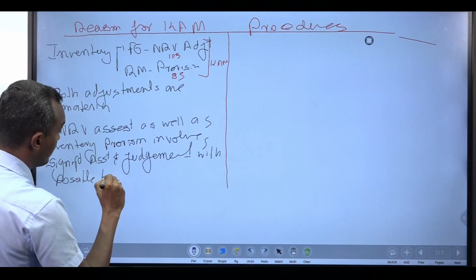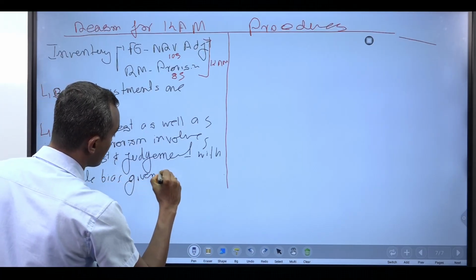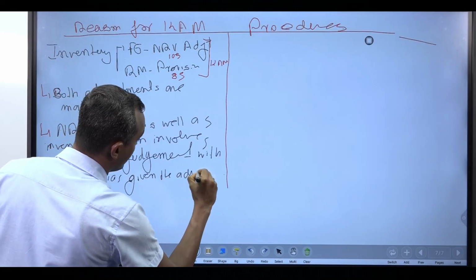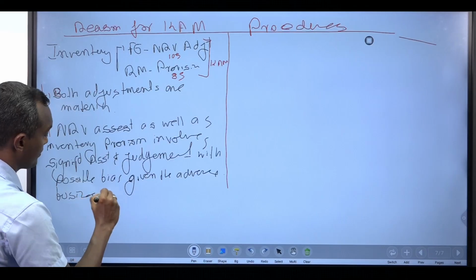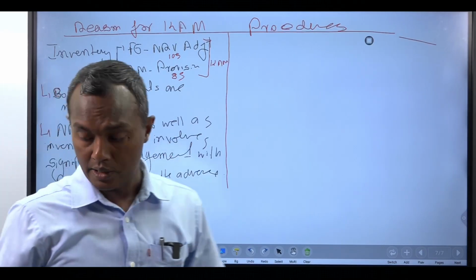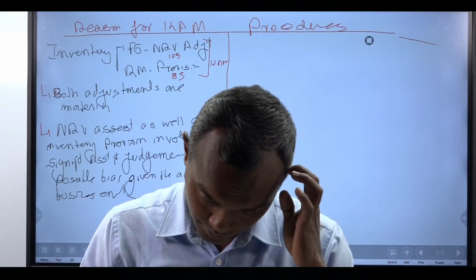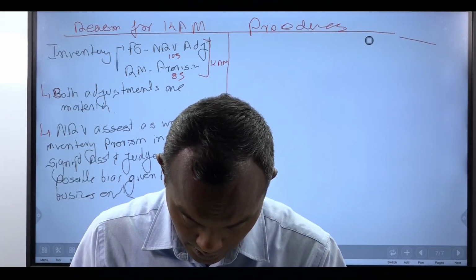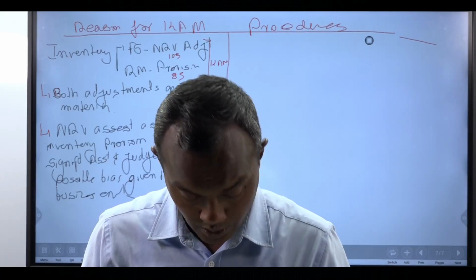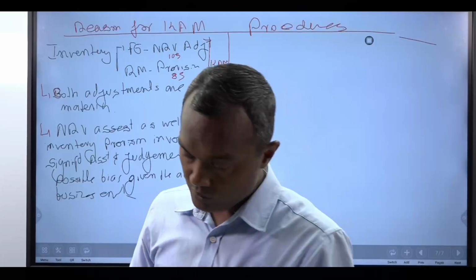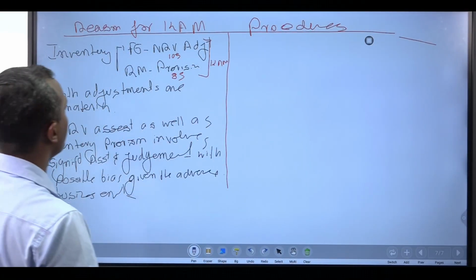Why is there a bias? Given the adverse business environment, right? Given the adverse business environment, right? So then that, yeah. And then, so this is more than enough for you to say.